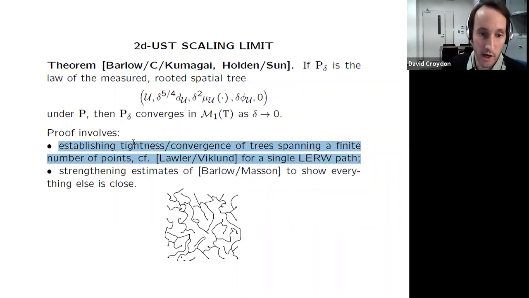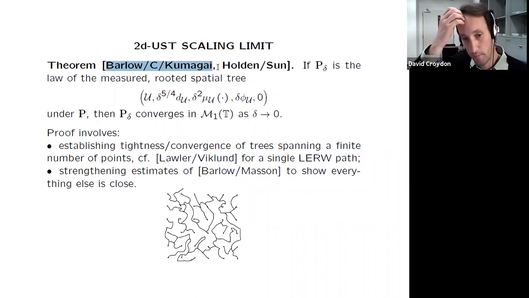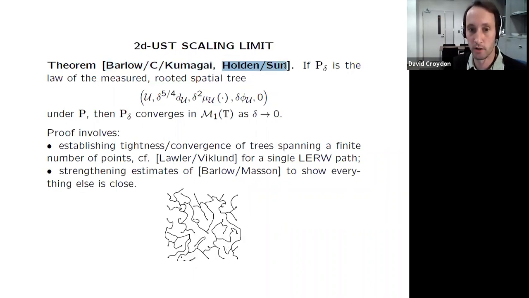And so, yeah, why I broke this down into tightness and convergence is because in the original paper that we wrote, at this time, Lawler and Wickland hadn't proved convergence. And so we had to ourselves work to prove the tightness of these things. And actually in this later work by Nina Holden and Jin Sun, they had access to this work of Lawler and Wickland. And so they were able to then combine our tightness result with the scaling of single paths to get the full convergence. And so that's why I put both of these papers up here.